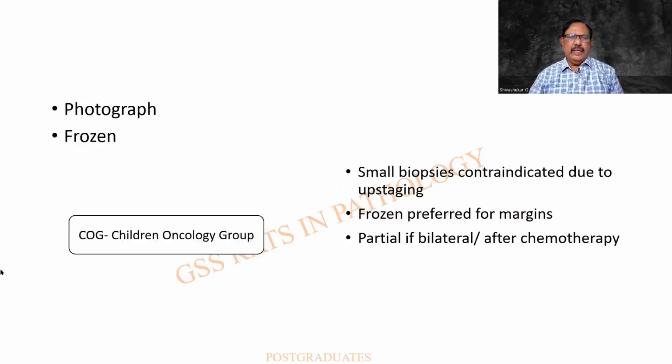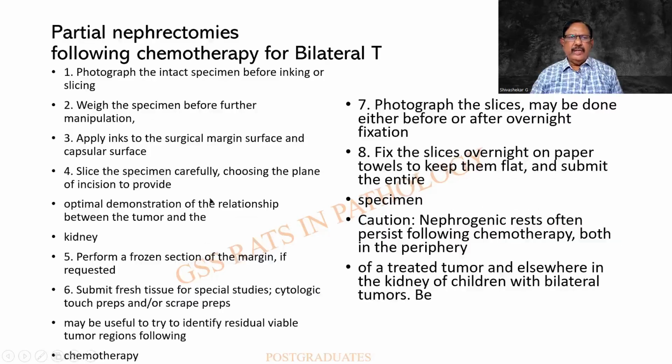Always, as in the other cases, photograph. Frozen section may be required for deciphering the margins. And sometimes it can be bilateral, in which case partial surgeries are needed. And similarly, when the patient has already undergone chemotherapy, a partial surgery, a nephron sparing surgery can be considered. Thanks to the Children's Oncology Group for the wonderful reference that they had given.